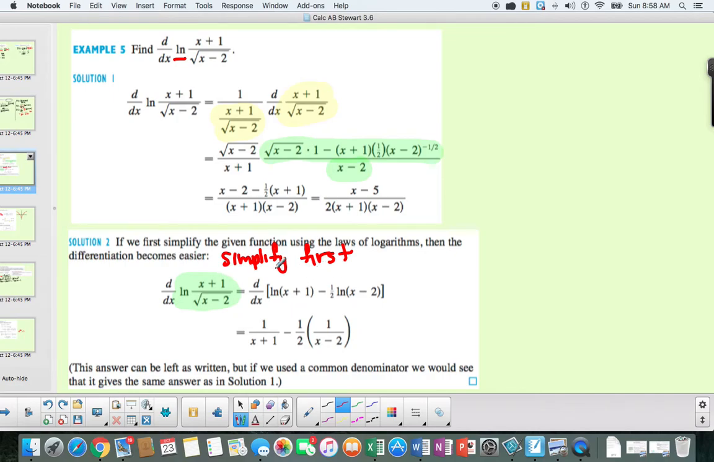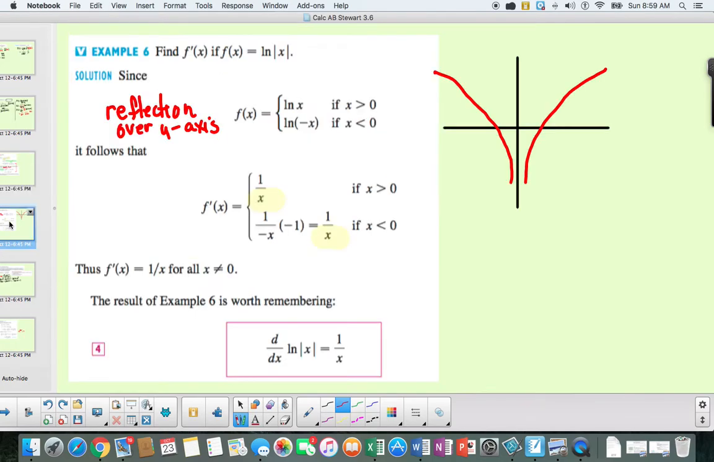Solution 2 is to simplify first. Before taking the derivative, take a look at this natural log and rewrite it as the difference of natural logs. And also notice I use that exponent property where this was to the 1/2 power, and I brought it down as a coefficient. And now take the derivative of each one of these natural logs, and this should be the same, and a lot of people prefer this method.